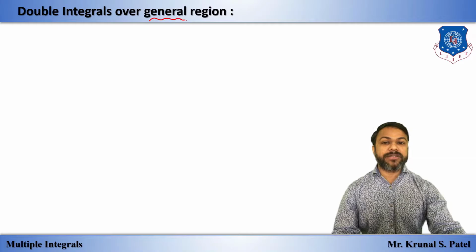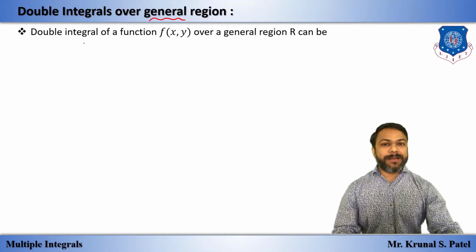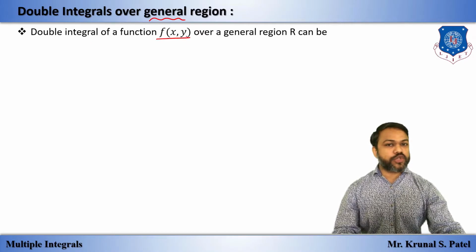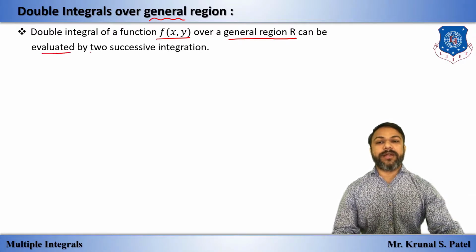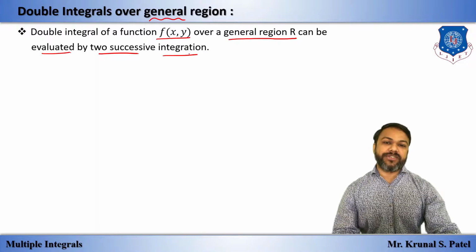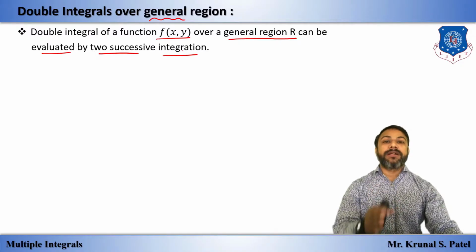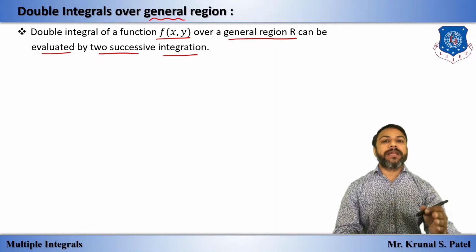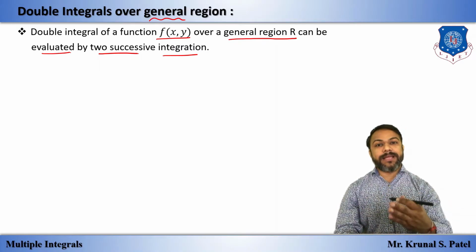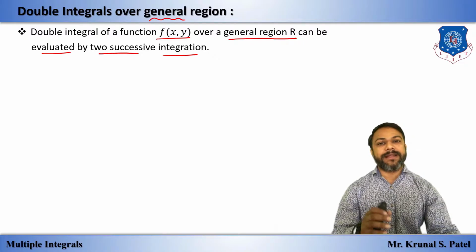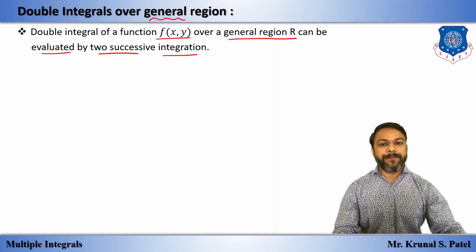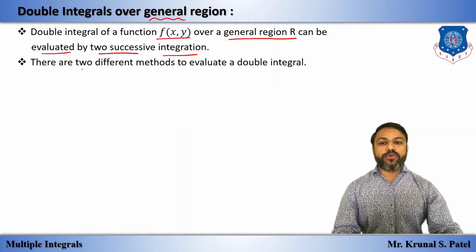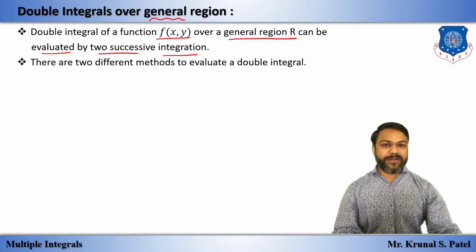So what is a general region and how can we evaluate a double integral over it? Let's have a look. The double integral of the function f of x comma y over a general region R can be evaluated by two successive integrations. That means first with respect to x, at that time y is constant, or first with respect to y, at that time x is constant. Then the resulting expression is integrated with respect to the remaining variable. For that we have two different methods.